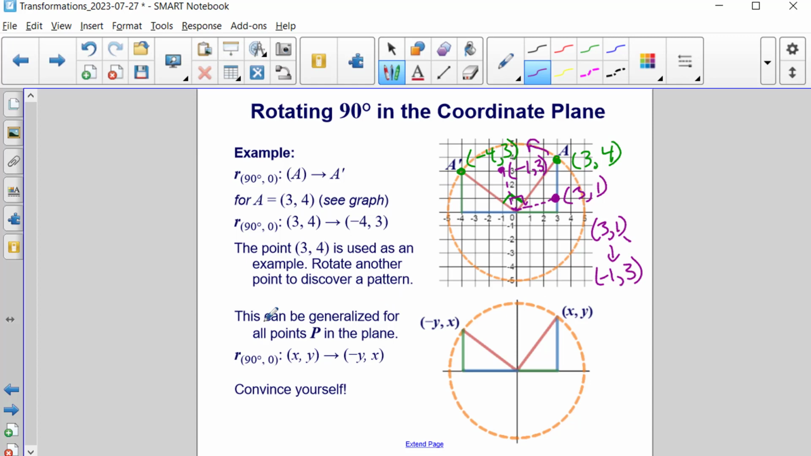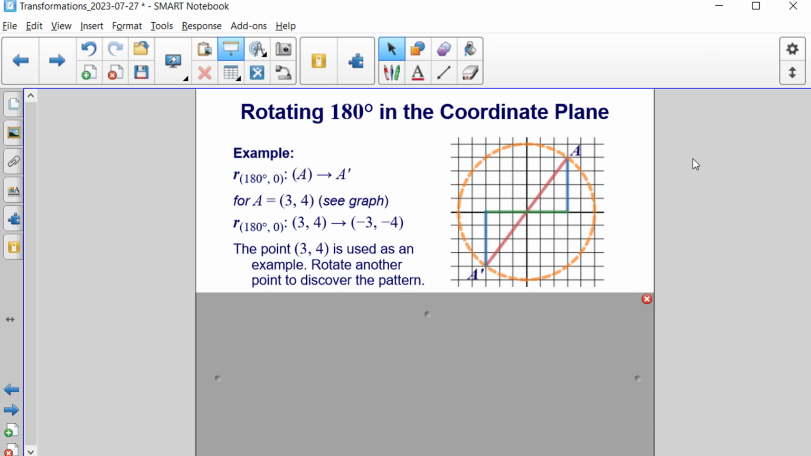Well, this can be generalized for all points P in the coordinate plane as follows. x, y goes to -y, x. In other words, you switched around your x and y coordinates, and what was originally y is now the opposite, and it's in the x position. So that's how we get that the rotation of 90 degrees counterclockwise about the origin makes x, y become -y, x.